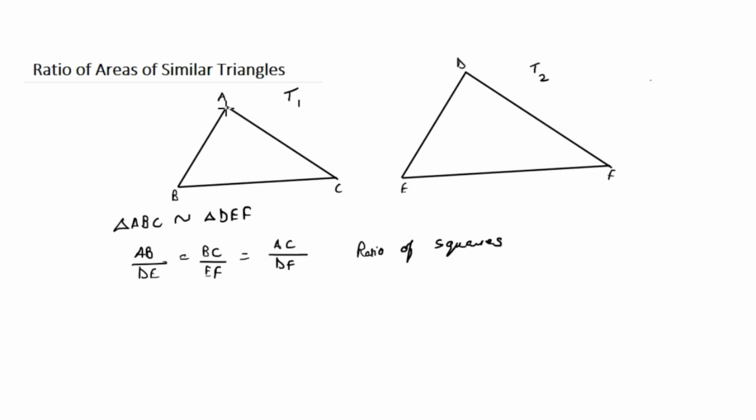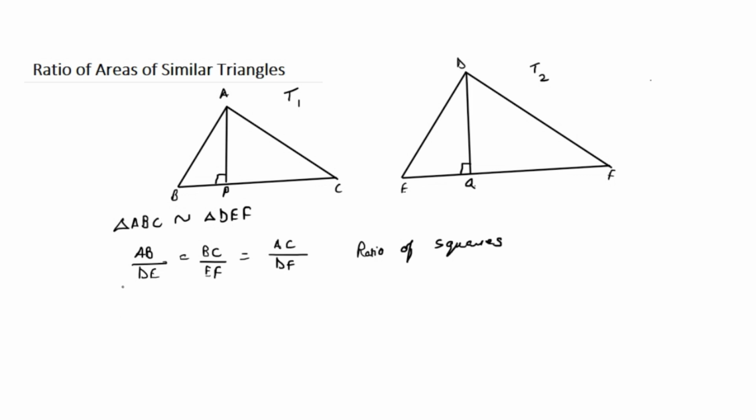So let me start from vertex A in triangle 1 and drop a perpendicular on the side BC. Since this is a perpendicular, let me mark it as a perpendicular and let this point be P. Same way in triangle 2 also, let me drop a perpendicular from vertex D to the opposite side, which is EF. Again, this is perpendicular, so I'll mark it so and let this point be Q.